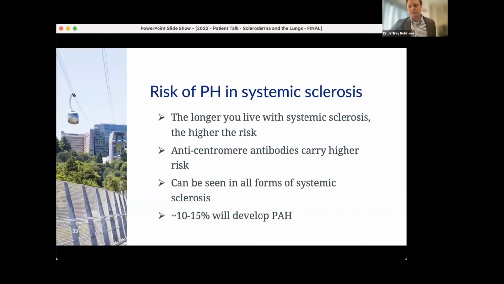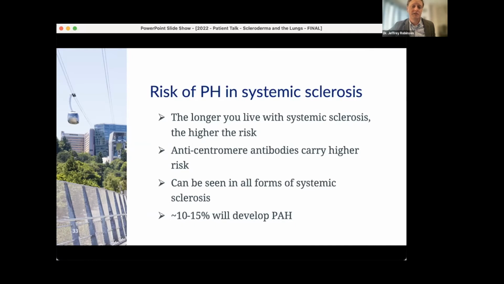Again, this happens for many different reasons, but people who live with systemic sclerosis are one of the few groups that we know are at risk for it. And I always say systemic sclerosis never reads the textbook, but there are some general rules that may put you at higher risk. The longer that you live with systemic sclerosis, it does increase your risk for developing this high pressure in your lungs. There are certain lab tests, certain antibody profiles that may put you at higher risk of developing pulmonary hypertension, anti-centromere antibodies being one, but that rule does not hold true all the time. So we're careful about screening everybody with this.